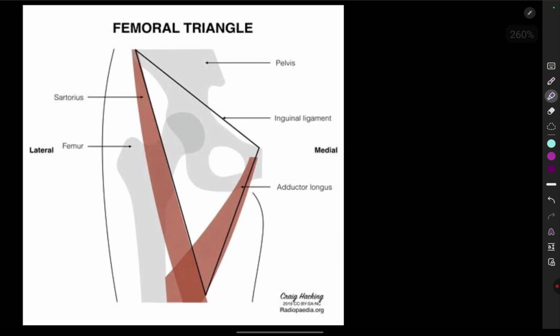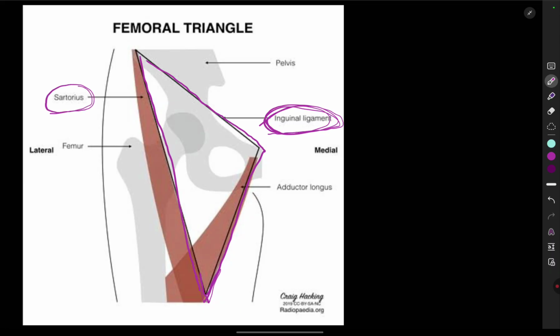So this is the base of the triangle, this is the apex of the triangle, this is the lateral border, and this is the medial border. The base is formed by the inguinal ligament, and on the lateral side it is the medial border of the sartorius muscle. If it is on the lateral side, just remember the medial border will be used, and for the medial side the lateral border will be used.